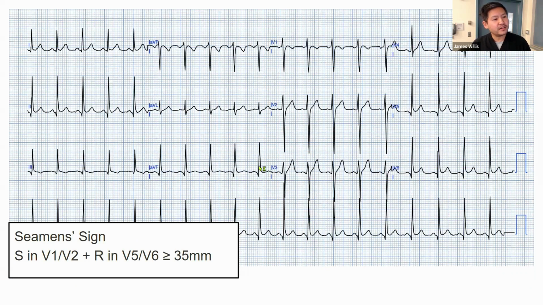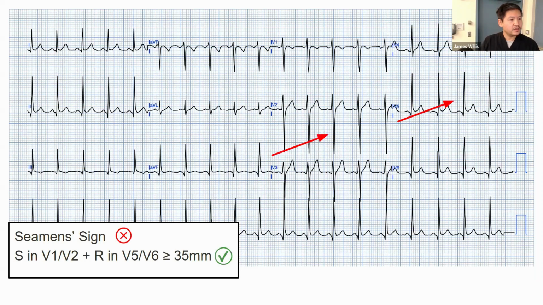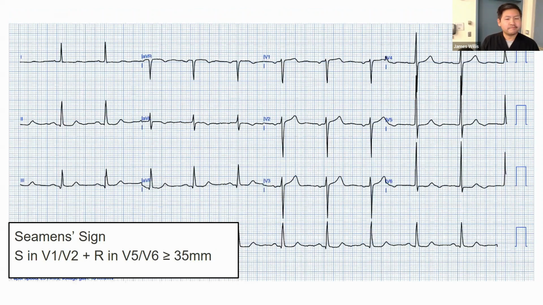What about here? No overlapping QRS complexes. What about the second one? Yes, if you add V2 and maybe V5, V6, which look pretty much the same, it's greater than 35 millimeters. All right, what about here? Yeah, pretty good. Don't think too hard. These are touching. Your guide to LVH.